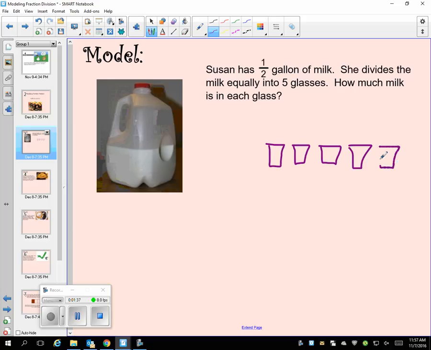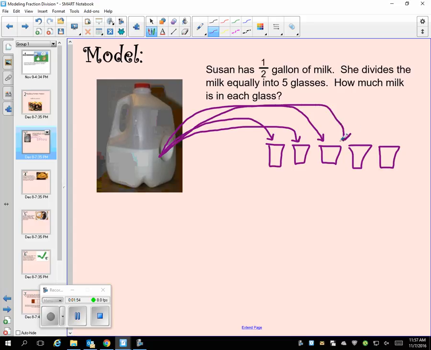Funny looking glasses here. And she's going to take this 1/2 gallon and she's going to put it into each one of these glasses. And so we've got to figure out how much milk is going to go in each one of these glasses. So we can see that we're dividing because we have 1/2 gallon and we're going to be putting it into 5 glasses. All right, so 1/2 gallon and we're dividing it by 5. Now this picture here is kind of just a picture to show me that I'm going to be dividing, because I'm starting with the 1/2 and I'm going to put it into 5 glasses. But I need a better picture that will actually give me an answer, because this doesn't give me an answer.